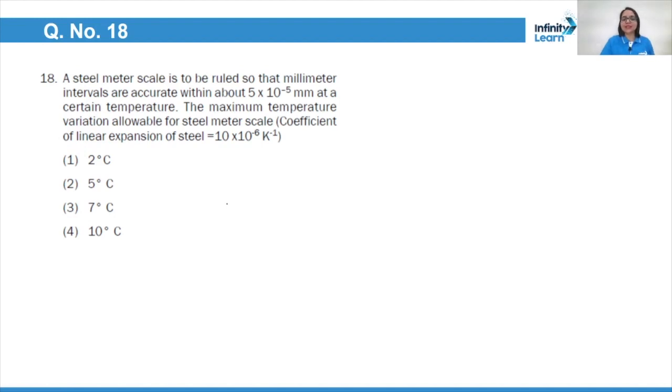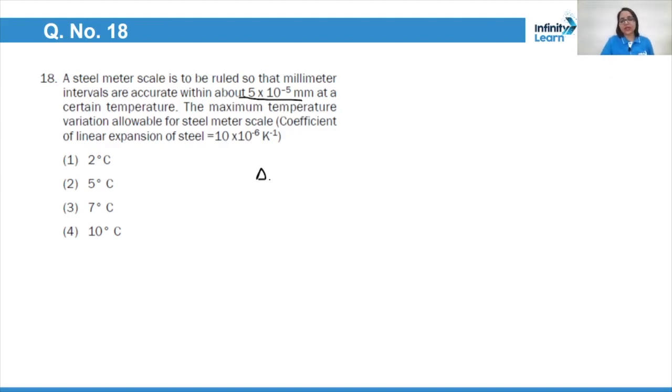A steel meter scale is to be ruled so that millimeter intervals are accurate within about 5 into 10 power minus 5 millimeter at a certain temperature. The maximum temperature variation allowable for steel meter scale. So, maximum increase in length that we can have for delta T increase in temperature is 5 into 10 power minus 5 millimeter for 1 millimeter, right? So we need to find the corresponding temperature change in this one, right?